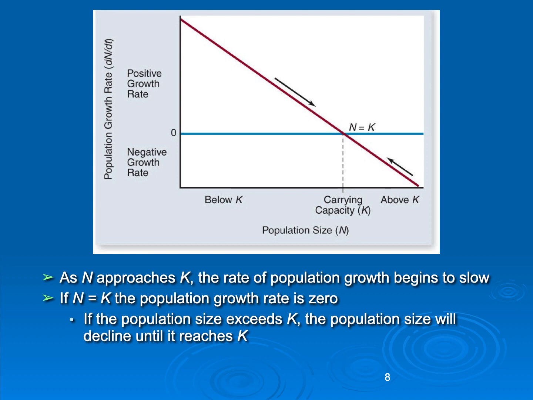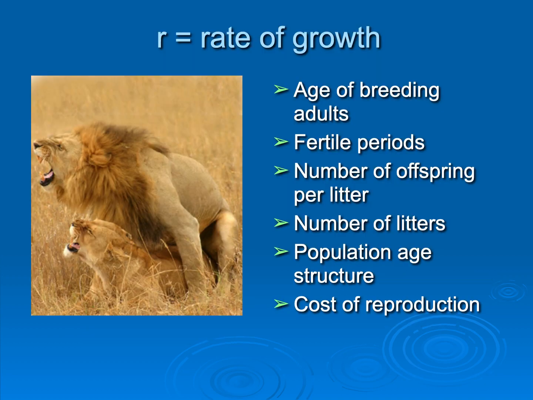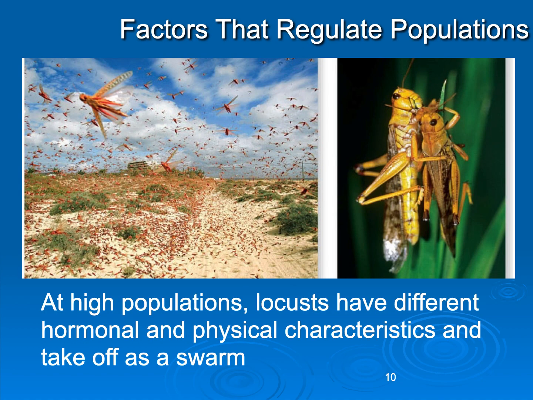For both populations, the rate of growth is referred to as R, and R depends on the number of breeding adults, their fertile periods, the number of offspring they produce with each breeding, number of litters that they produce, age, and cost of reproduction. For many organisms, they have very high population growth rates, and those organisms are often the organisms that will grow at exponential growth rates. A good example of that are locusts. Most years they're not that abundant, but if conditions are really good, they become super abundant.